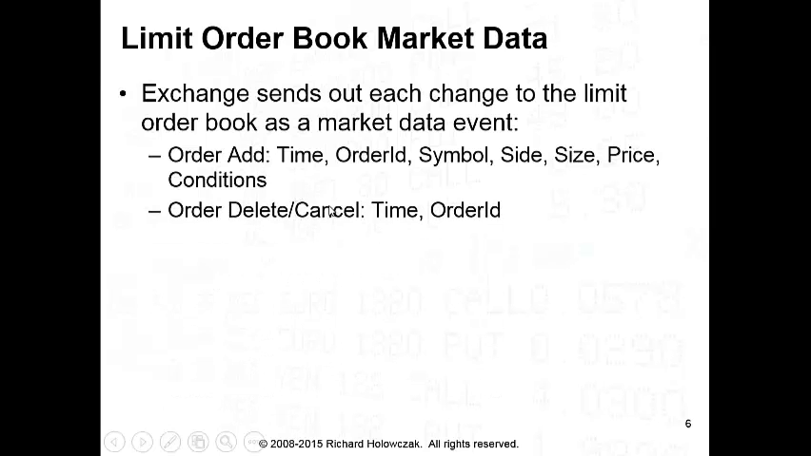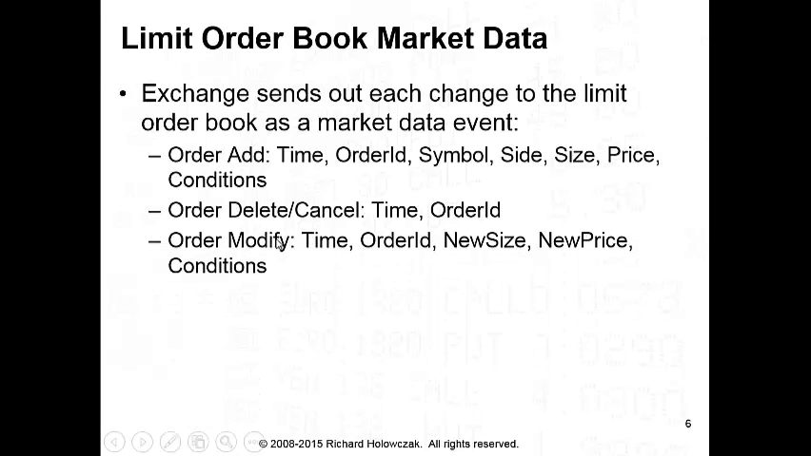In an order delete or cancel, all that's really needed there is just the time and the order ID. Because we're deleting or canceling an existing order, this order ID has all the information we need. It will be linked to an order that was previously added. So this amount of information is sufficient for the exchange to indicate that an order has been canceled.